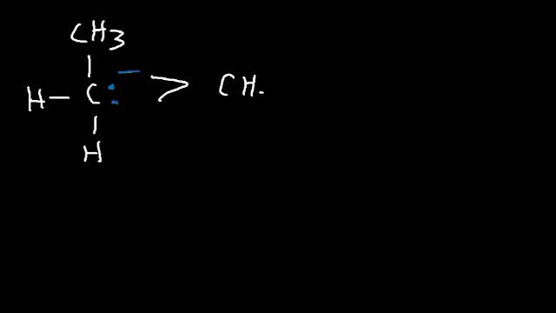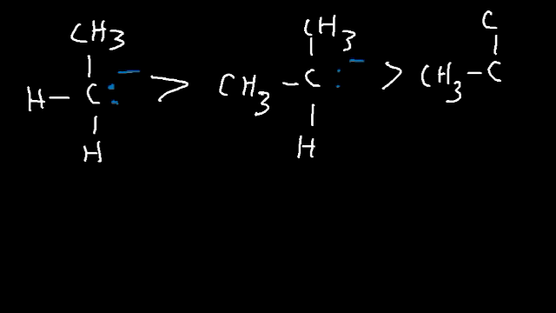Now for carbanions, the opposite is true. A primary carbanion is more stable than, well, let me draw it differently. So here we have a primary carbanion, and it's more stable than a secondary carbanion. And that's more stable than a tertiary carbanion. But the question is why? Why is a primary carbanion more stable than a tertiary carbanion?